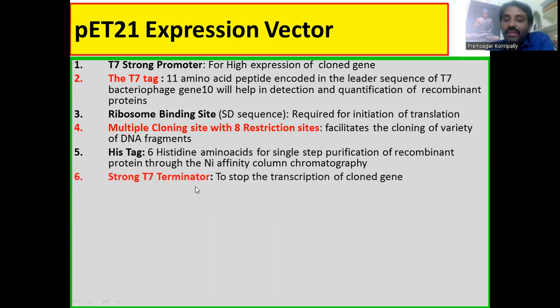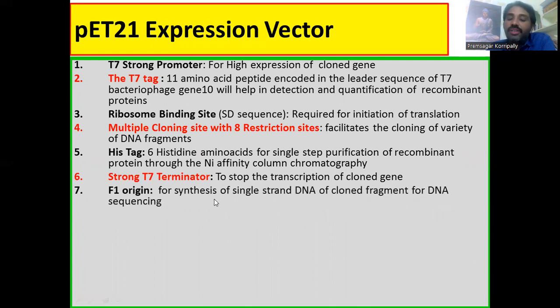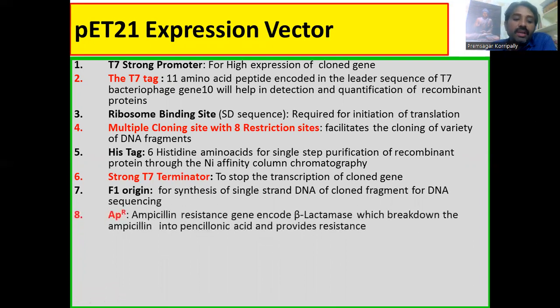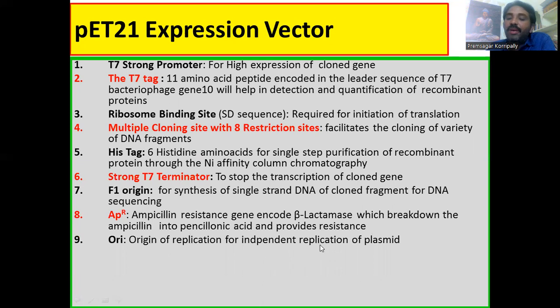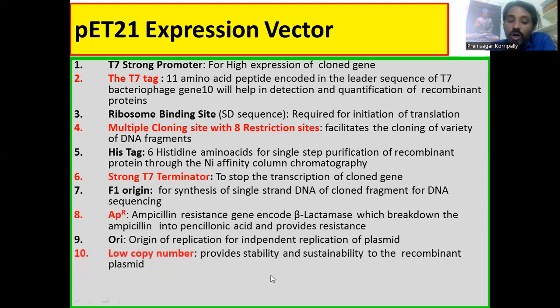The strong T7 terminator stops the transcription of the cloned gene. The F1 origin is for synthesis of single strand DNA of the cloned fragment for DNA sequencing. The ampicillin resistance marker or gene is encoded by the beta lactamase gene, which breaks down the ampicillin into penicillinoic acid and provides the resistance to the transformants. The origin of replication is for independent replication of the plasmid, and this is a low copy number plasmid, pET21, which provides stability and sustainability to the recombinant plasmid in the host.